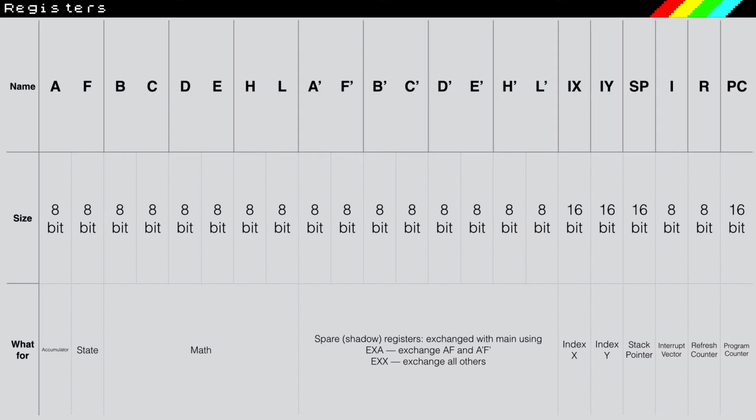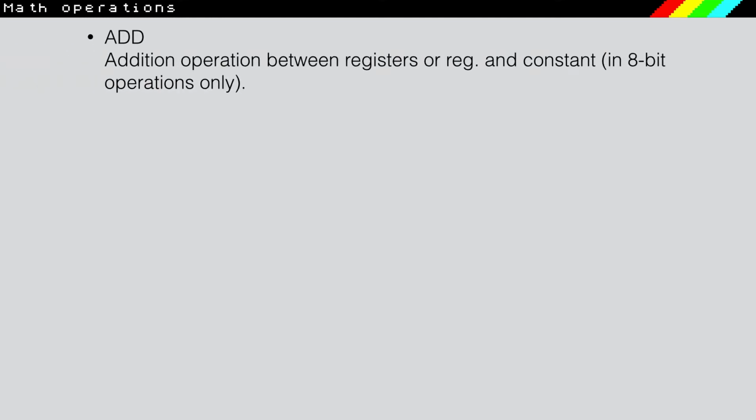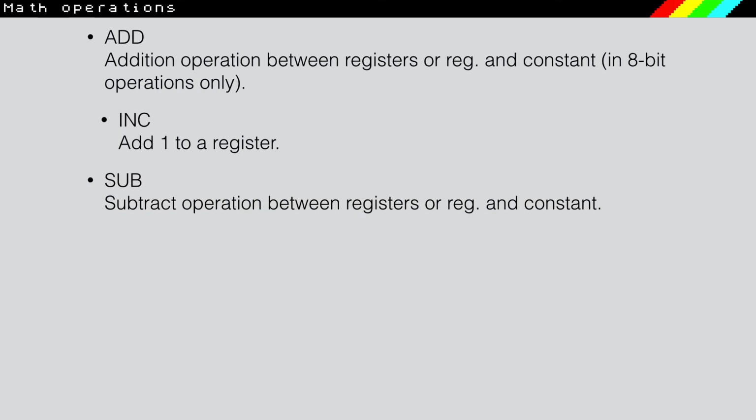And you'll need to do something with those registers, so here are some of the most common operations. First one is add. It can add a register and a constant if the register is 8-bit, or it can add 2 registers. There's something similar to it called an increment. It adds just 1 to a register. The next one is sub. It subtracts the same things that add can add.